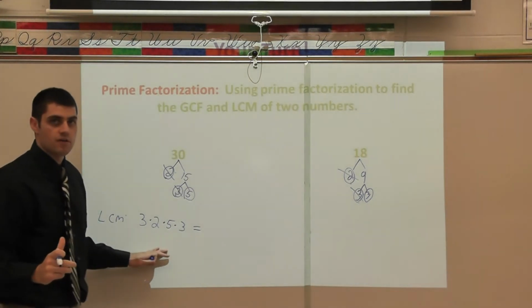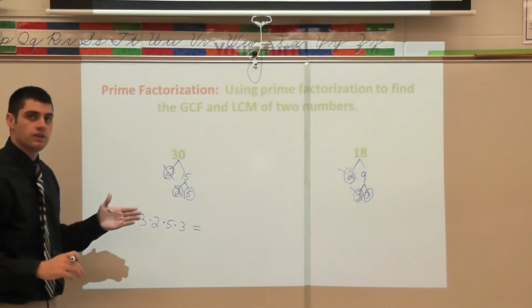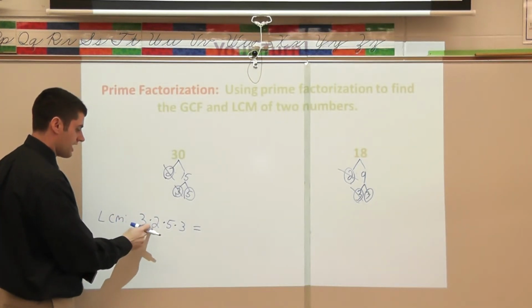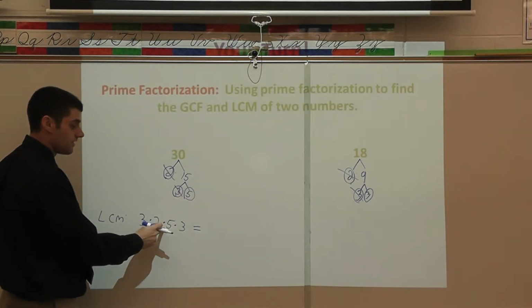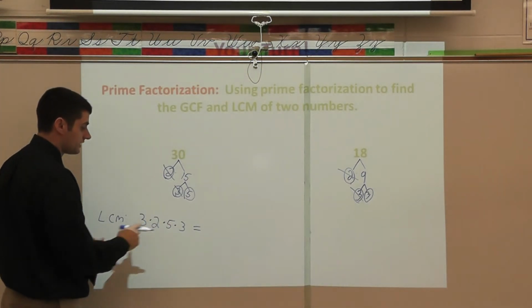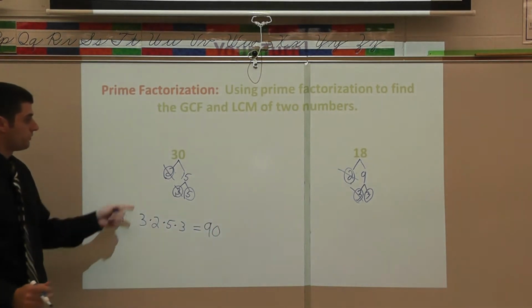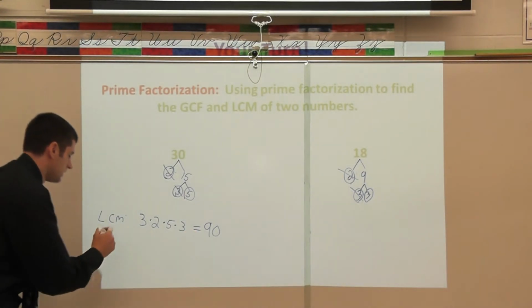Now, when working with least common multiple, if you want to arrange your numbers, sometimes it's easiest to go from the lowest amount to the highest. That's perfectly fine. So if I did 3 times 2, that would be 6. 6 times 5 would be 30. 30 times 3 would be 90. So the least common multiple between 30 and 18 would be 90.